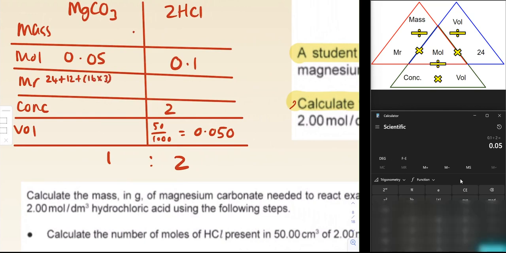Remember, we're showing our workings as well so that the examiner can give us an error carried forward if we need it to. So we're doing 16 times 3. Of course, that's 48 plus 12 plus 24. That gives us an 84. Because we've got the MR, we can now times that by the number of moles, keep it on the calculator, times by 0.05. That gives us 4.2. So we know that our mass is 4.2 grams.